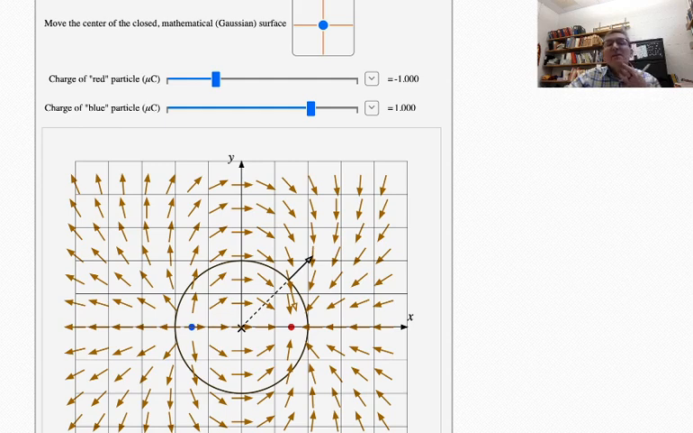Now this one does not display the actual value of the electric flux through this Gaussian sphere, does it? So I'm going to ask you, what is the answer for the electric flux through this Gaussian surface? Pause the video, think about it, and then come back.